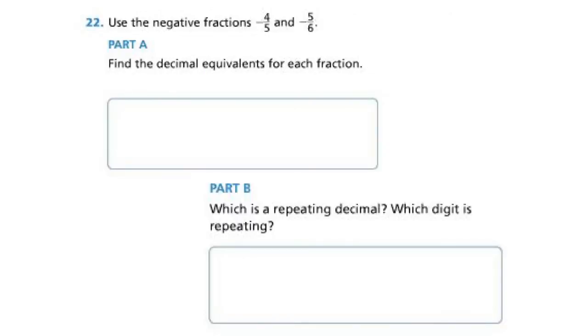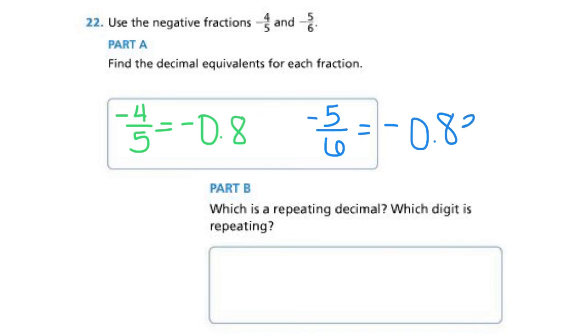Question 22. Use the negative fractions -4/5 and -5/6. Find the decimal equivalent for each fraction. -4/5 is equivalent to -0.8, or -8/10. -5/6 is equivalent to -0.83 with a repeated 3. Part B, which is a repeating decimal? The -5/6 is the repeating decimal, and the 3 is the digit that begins the repeating.